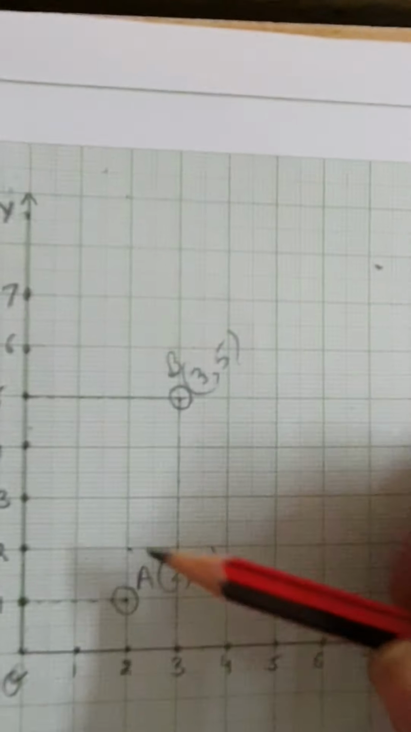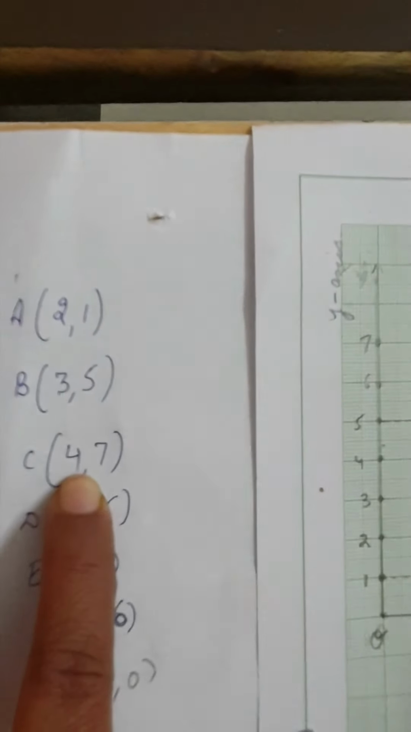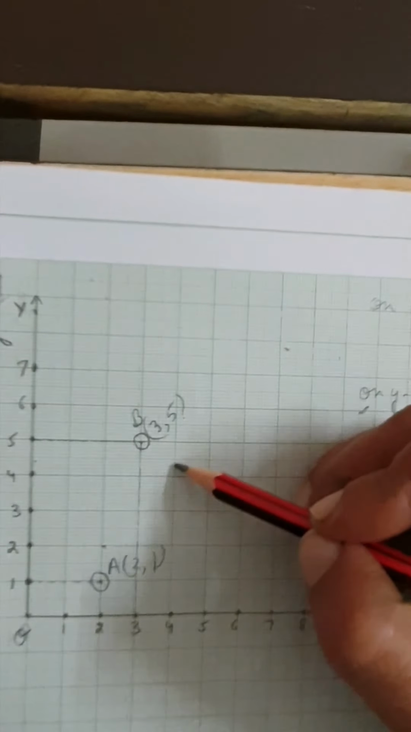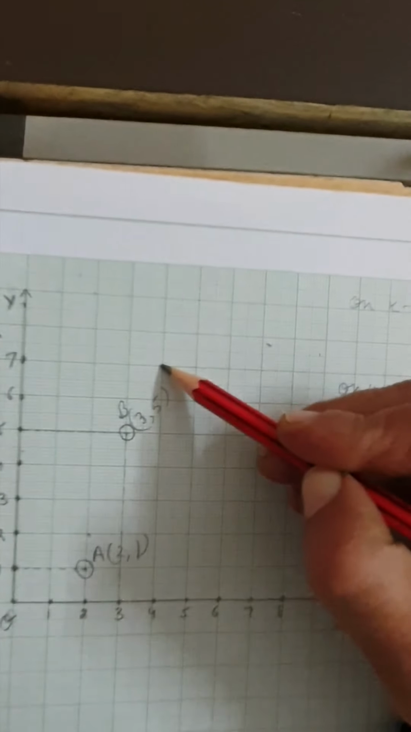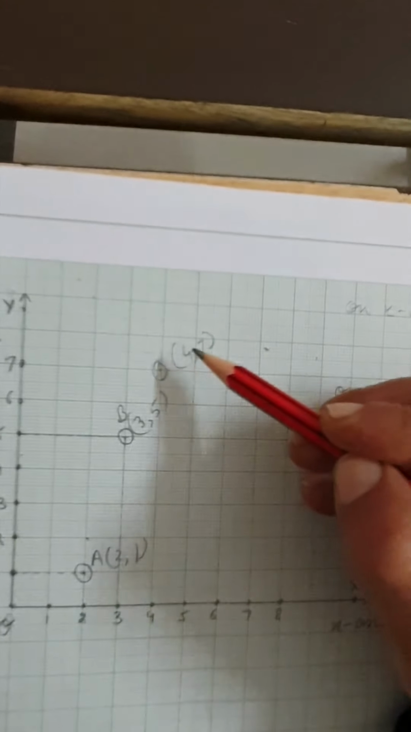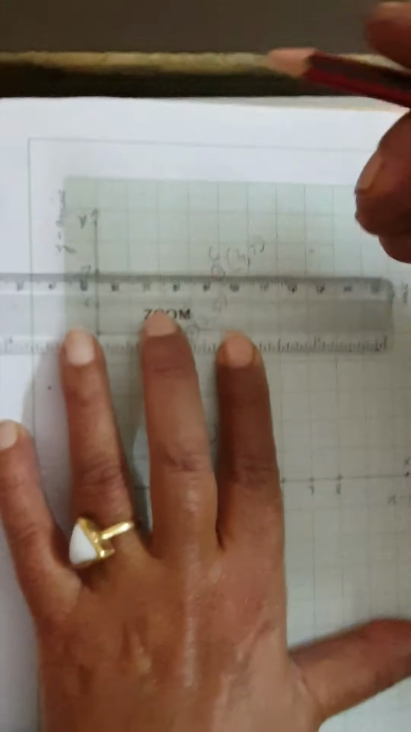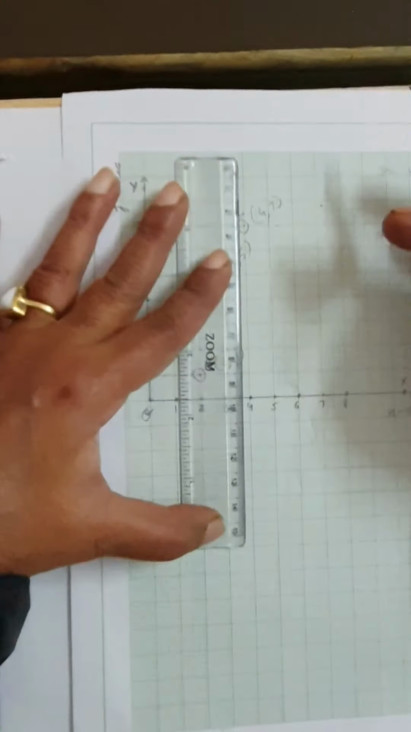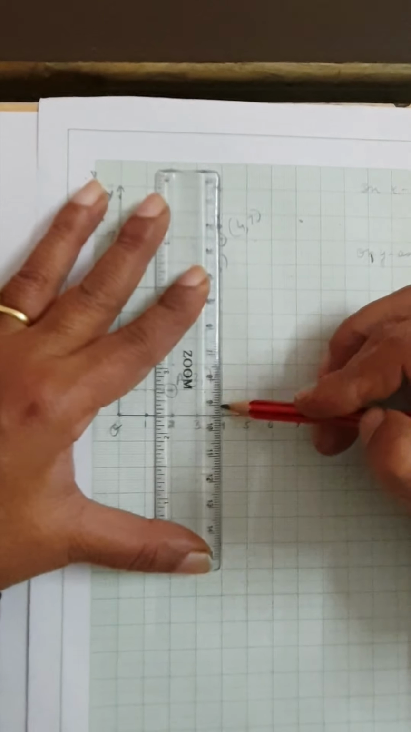Next point is C. Its gap from y-axis is 4. So it is 4 here, and gap from x-axis it is 7. So we move it on. Here we are. So this is the point having the coordinates 4 and 7, and this is point C, right? You can just show it with the help of the scale that the gap is 1, 2, 3, 4 from y-axis and 7 units from x-axis.